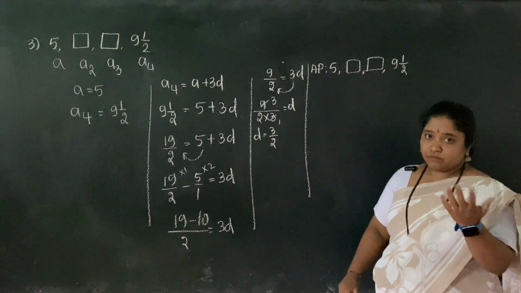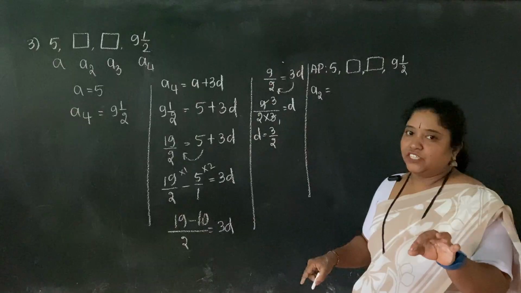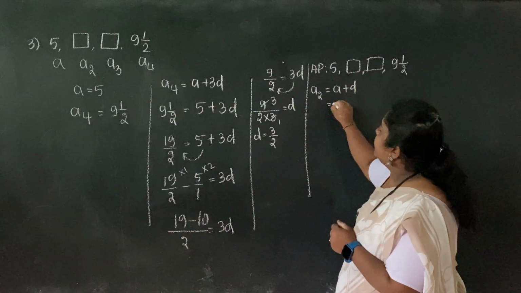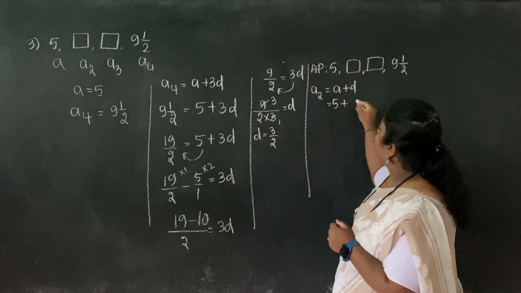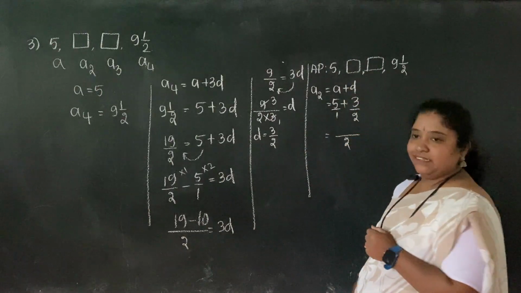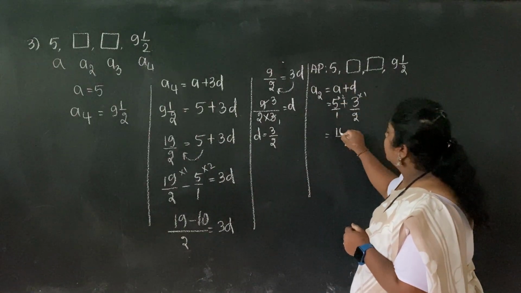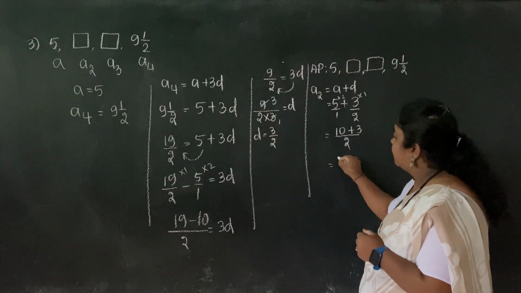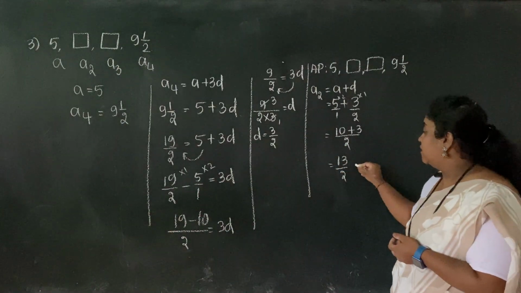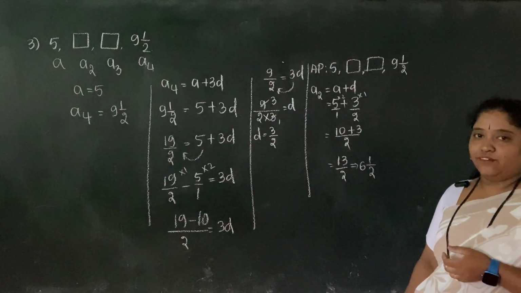A is given. I need to calculate A2. Dear, A2 is not simple since a fraction is there, so I'll do the calculation. A2 is equal to A plus D. A is equal to 5. D is equal to how much, dears? 3 by 2. What is the LCM I can take? 2 is the LCM I can take. 5 twos are 10, plus 3 is 13 by 2. If I want to write it in the mixed fraction, 2 sixes are 12, so 6 integer 1 by 2 I can write, isn't it?